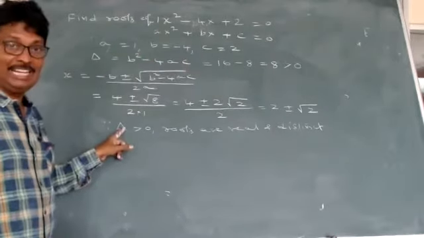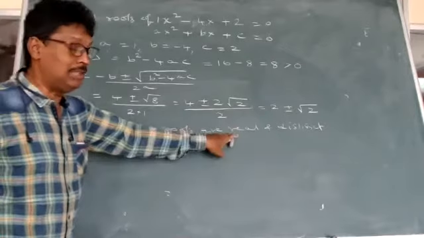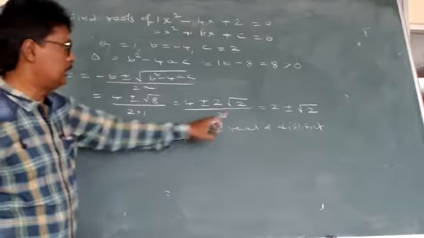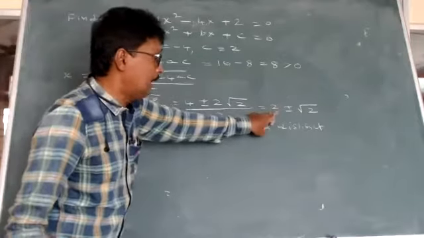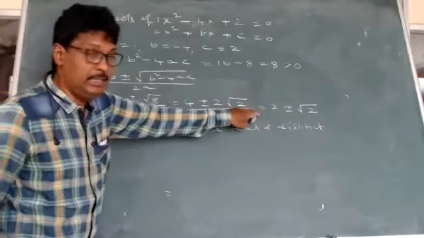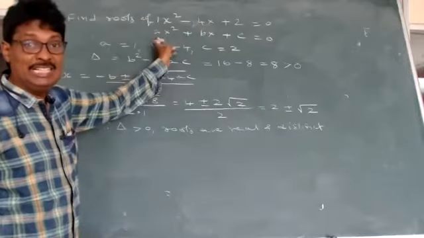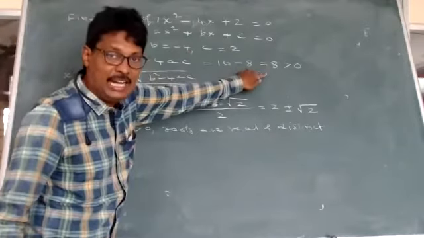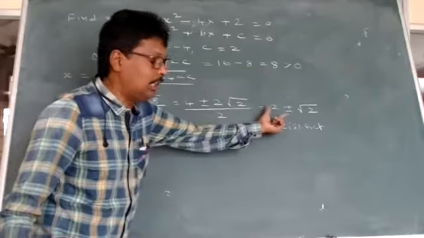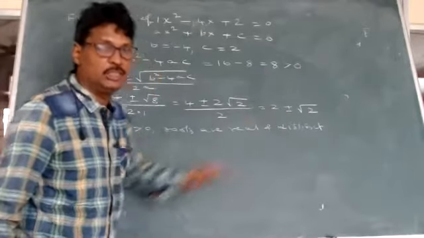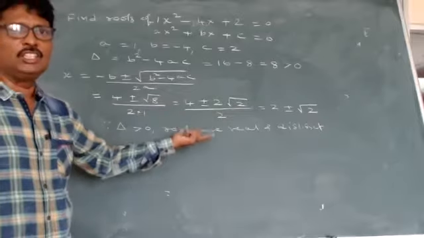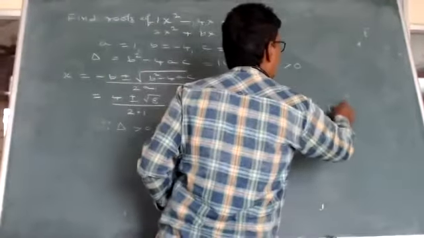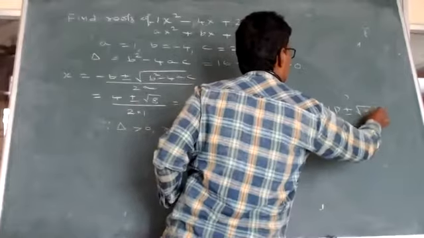Here we discussed delta greater than 0, the roots are real and distinct. The roots are real, and since delta is greater than 0, if a, b, c are rational numbers and delta is not a perfect square, we get roots that are conjugate surds. They occur in a conjugate pair, in the form p plus or minus root q.